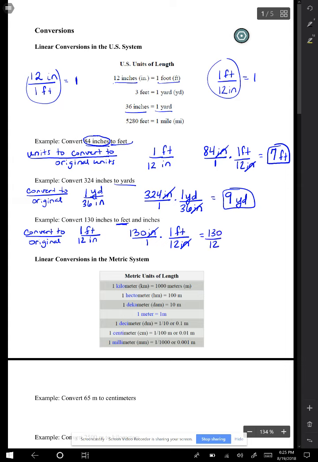Now, the reason this one didn't just say to feet, but said to feet and inches, is because when you divide this, it doesn't come out evenly. It's going to have a decimal, but they didn't ask us to give a decimal. They asked us to give feet and inches.